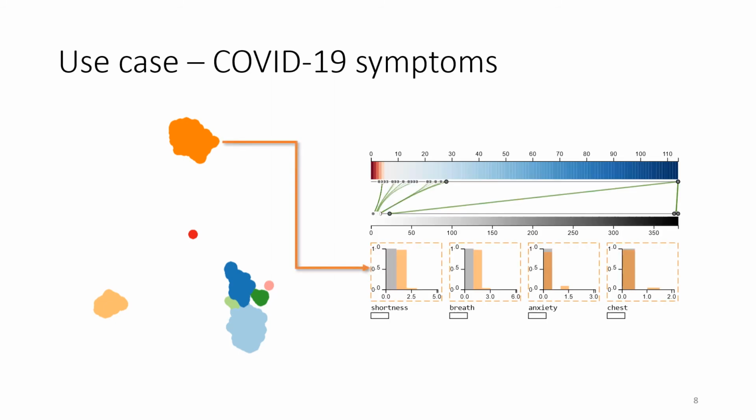Here, the tweets talk about shortness of breath, anxiety, and chest. Shortness of breath is a severe COVID-19 symptom. We also see anxiety in this cluster, which has grown in pandemic times.